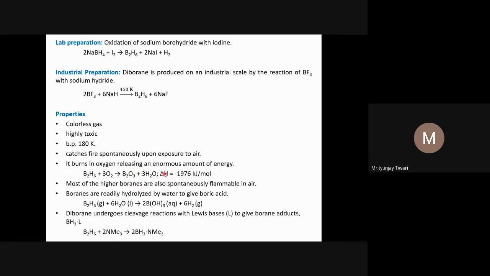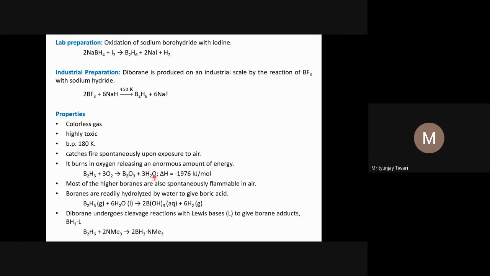And the delta H for this reaction is minus 1976 kilojoule per mole, and you can see the enormous amount of heat is released because of the oxidation or the combustion of the diborane in the presence of oxygen. So most of the higher boranes are also spontaneously flammable in air, because higher boranes also get oxidized in the air as per similar reactions.